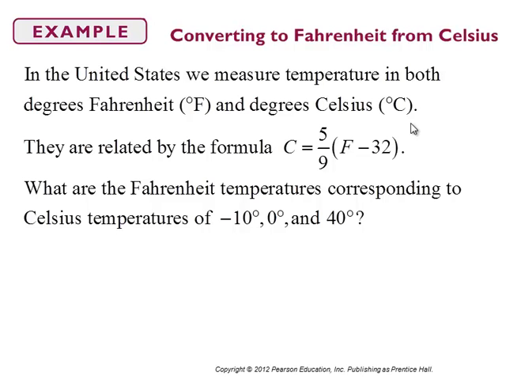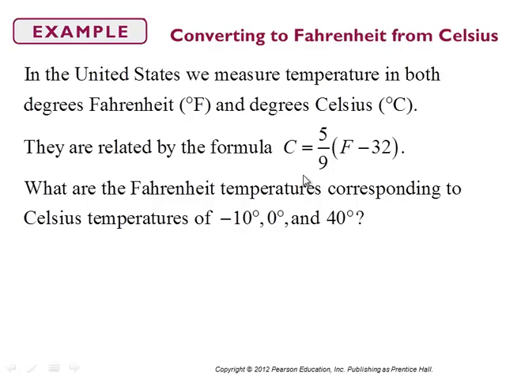We understand there's a linear relationship between Fahrenheit and Celsius temperature scales. If you want to convert from Fahrenheit to Celsius, just plug in your temperature in Fahrenheit, subtract 32 degrees, and then multiply by 5/9. And then vice versa. If you know your temperature in Celsius, plug it in for C there, and then multiply by 9/5, and then add 32 to find Fahrenheit.